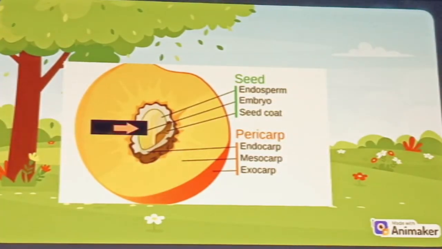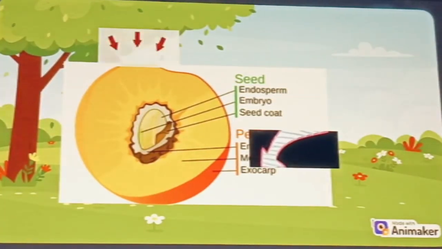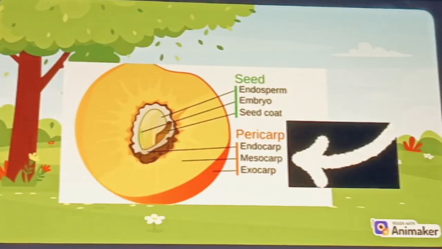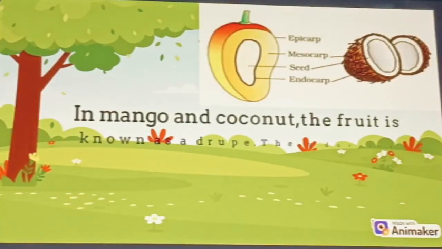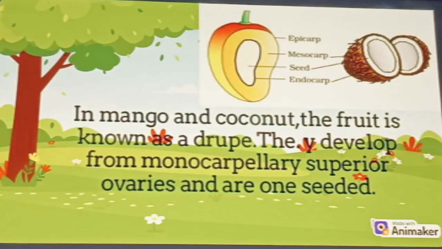Generally, the fruit consists of a wall or pericarp and seeds. The pericarp may be dry or fleshy. When the pericarp is thick and fleshy, it is differentiated into outer epicarp, middle mesocarp, and the inner endocarp.